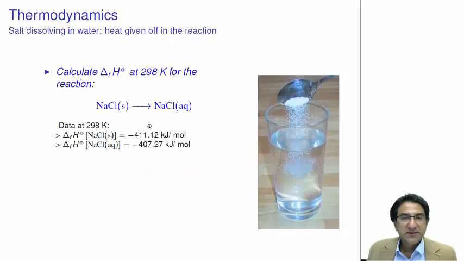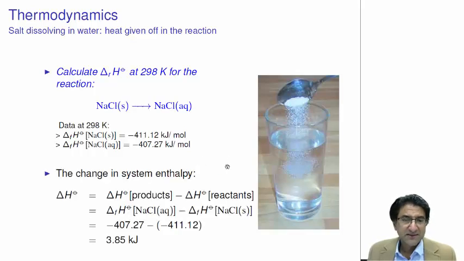So let's look at the delta H at 298. We go to our tables, we Google, and we get these two numbers. Heat of formation for NaCl solid and NaCl aqueous, 411 and 407, more or less. Kilojoules per mole. It's usually the case with delta H. I keep saying that, don't I?